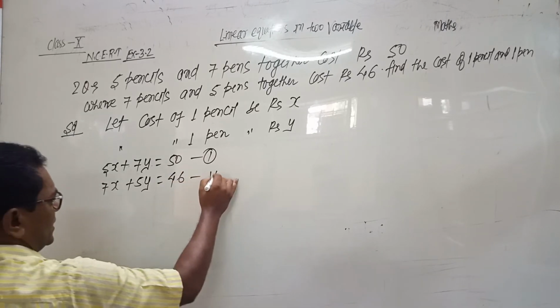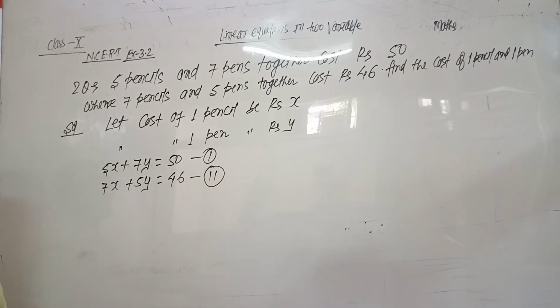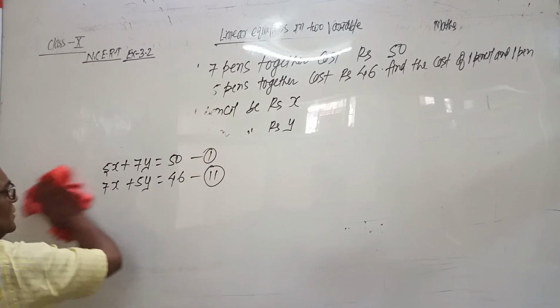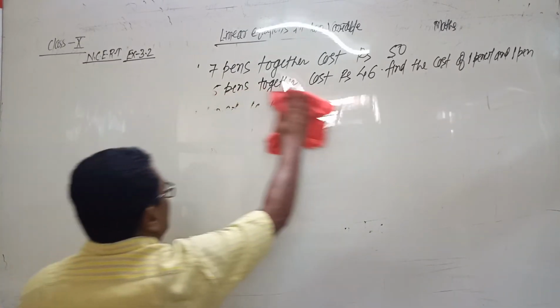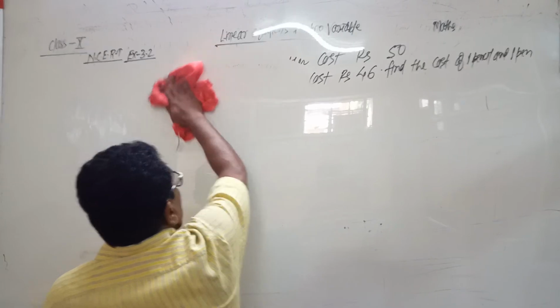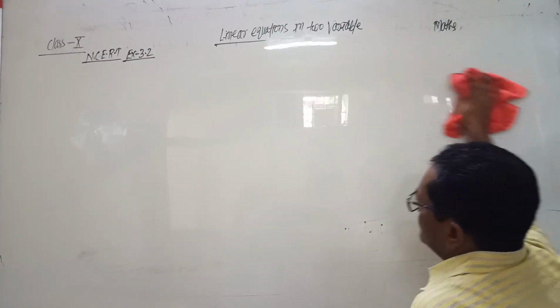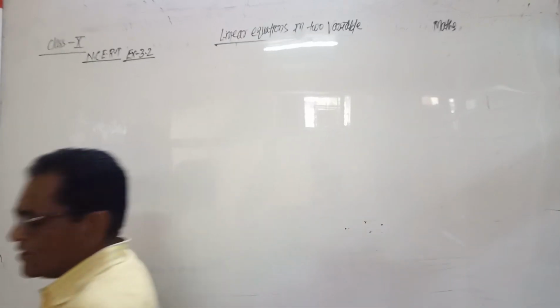Now from these two equations, we have to form the table and then we draw the graph. And if the graph intersects at a single point, then that point will be the solution of the graph. At that point, the value of x and the value of y is the solution of the graph.